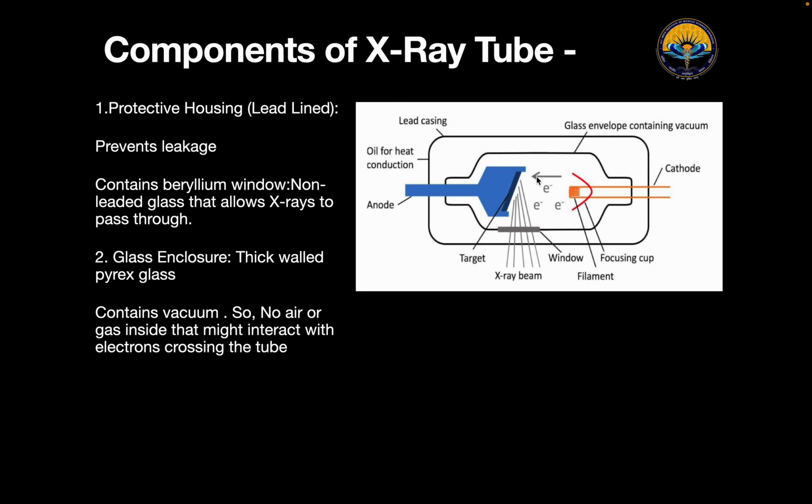inside, then atoms or electrons of this air will interact with the electrons which are crossing the tube to hit the anode. So ultimately the X-ray beam which we will finally get will not be uniform. It may be high, may be low, but it will not be uniform. And so to prevent that, we want vacuum inside the tube.